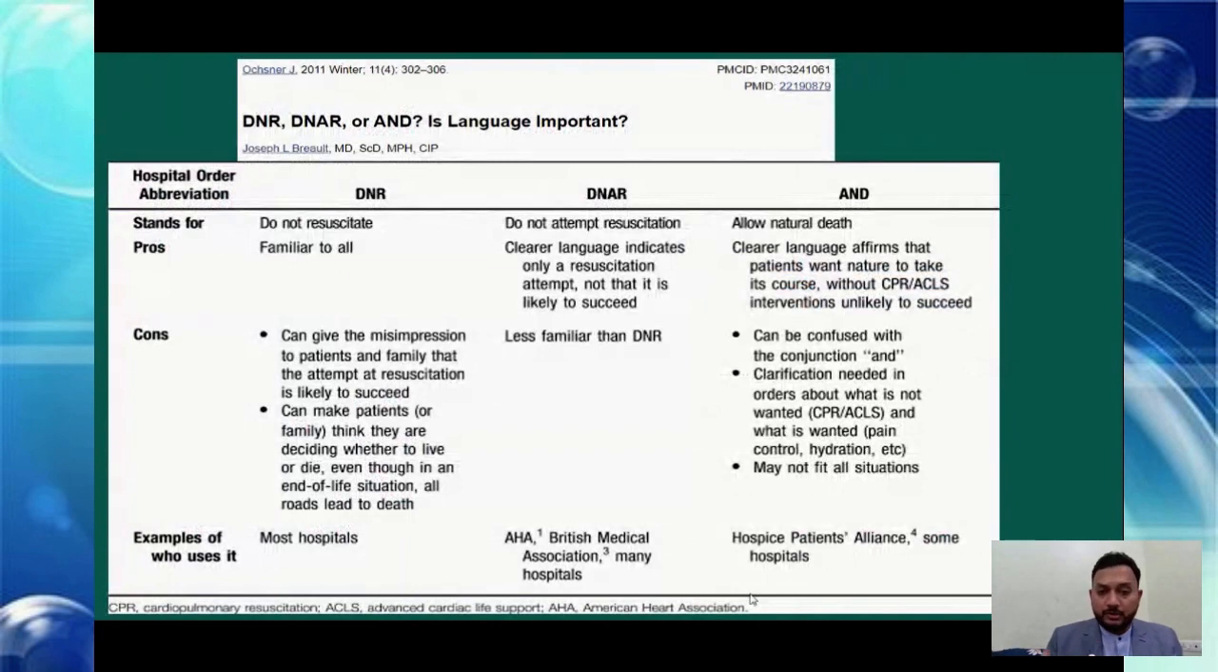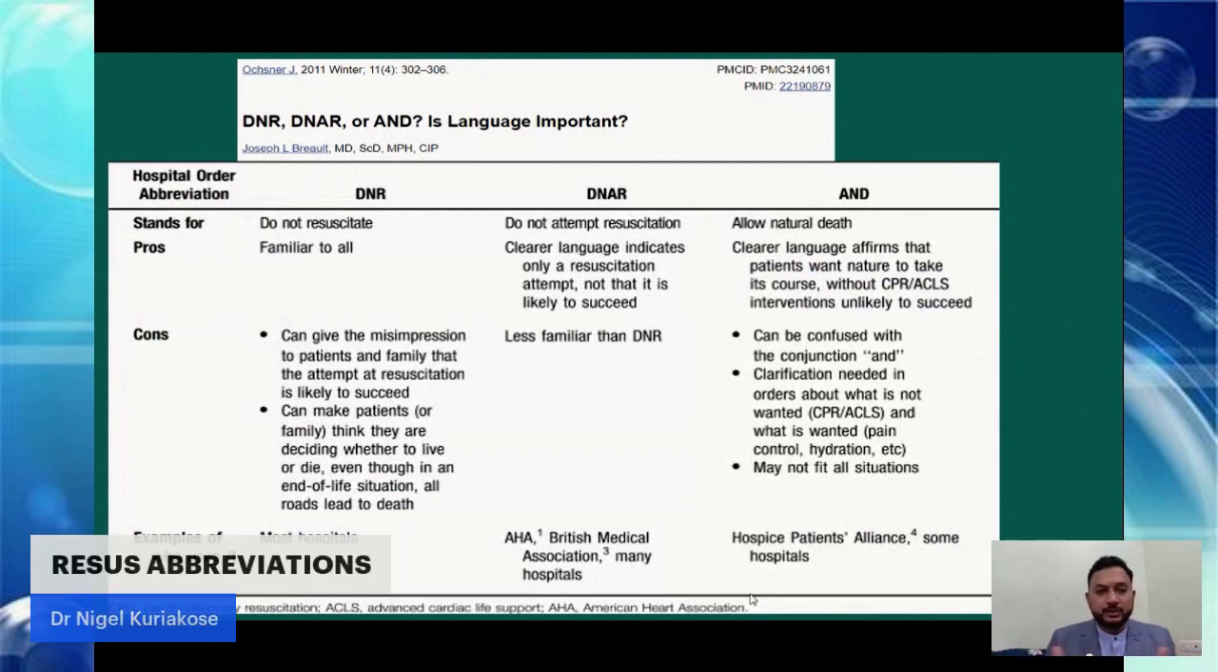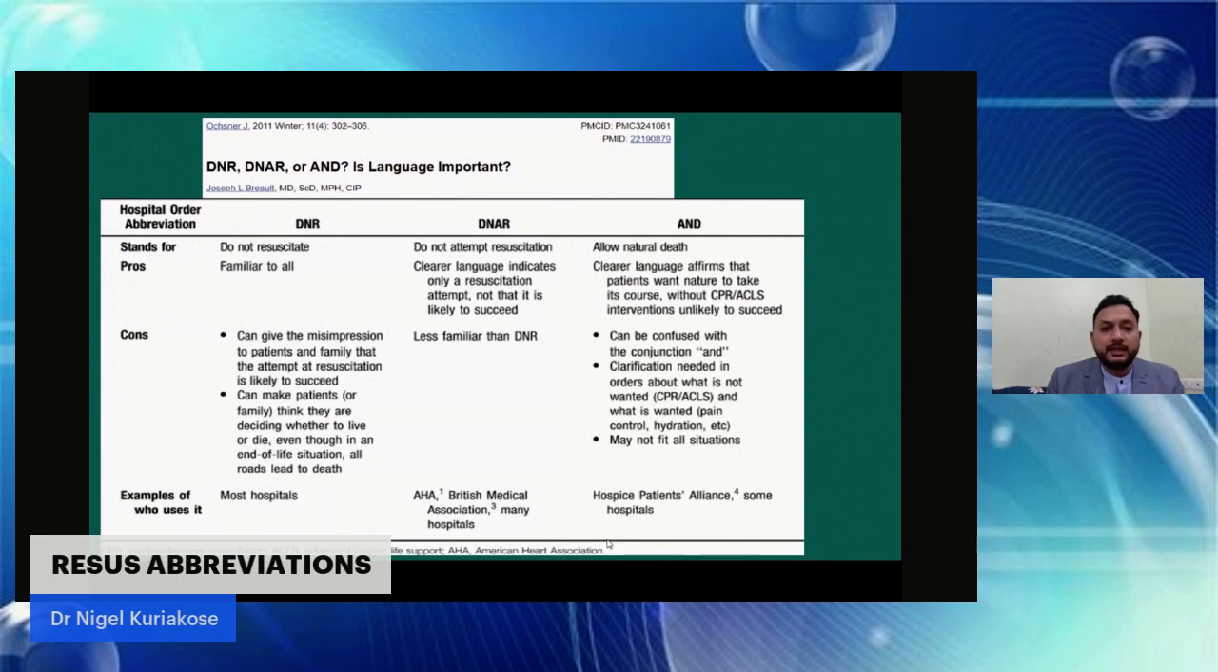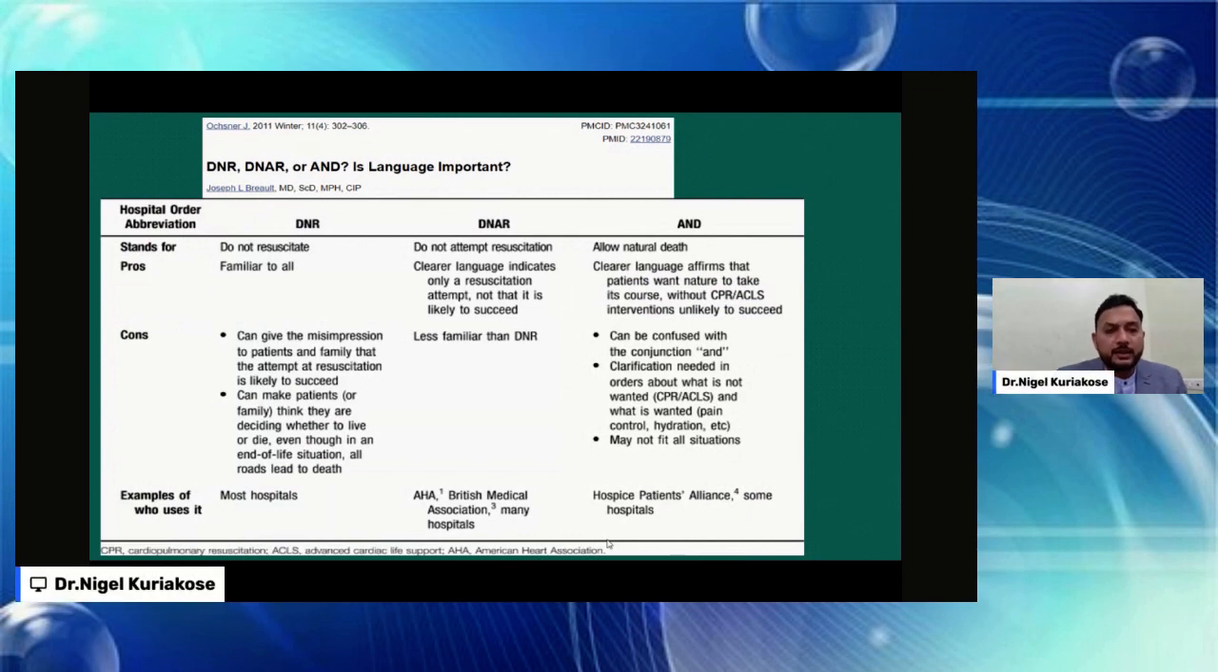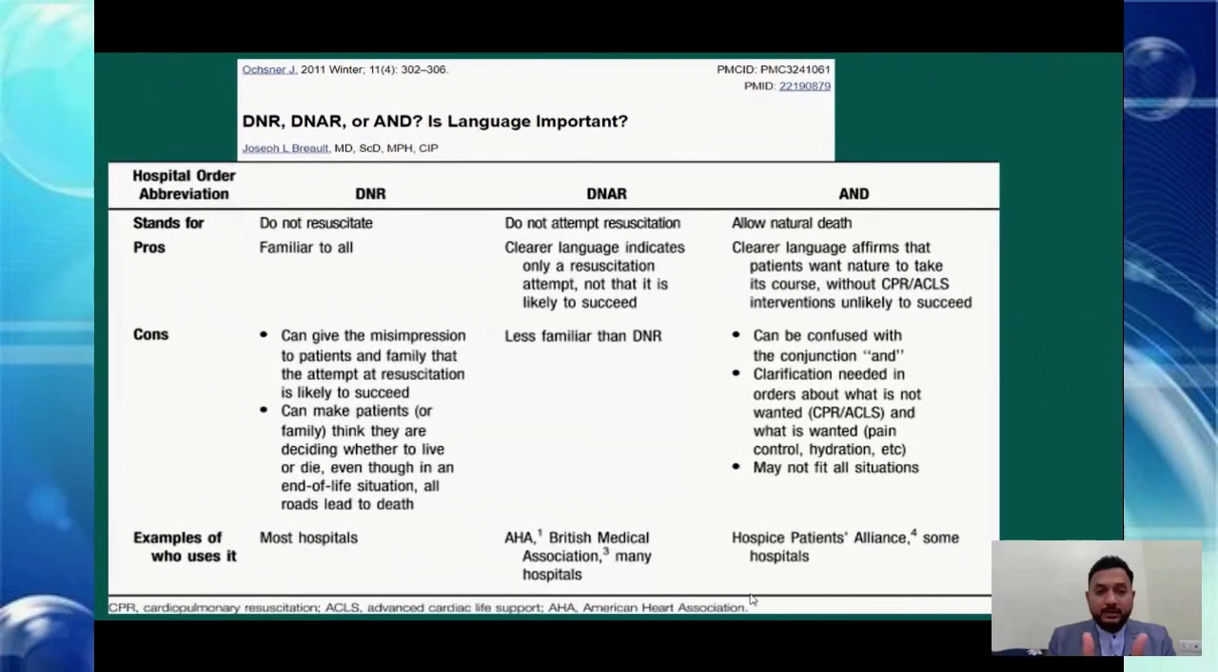Now, I spoke about DNR and DNAR, but what is A&D and what is the difference between each of these, in short? This is basically taken from the Ochsner Journal 2011, one of the most popular evidence-based materials that you would find. DNR, as we know, is do not resuscitate. DNAR is very similar to DNR, or a newer version. Like I was telling you, the American Heart Association has replaced the word DNR with DNAR, that is, do not attempt resuscitation. And then we come across this word A&D, that is, allow natural death.